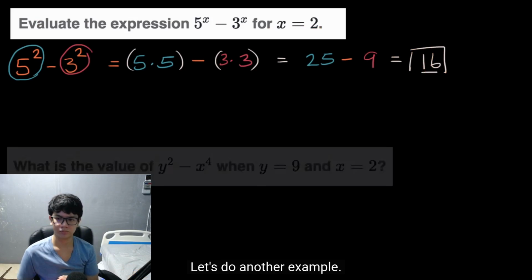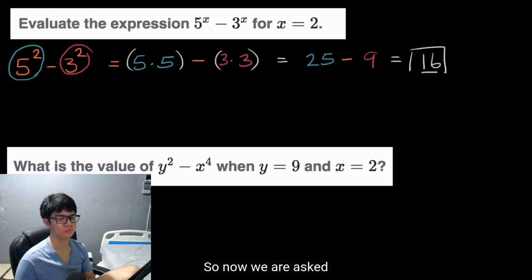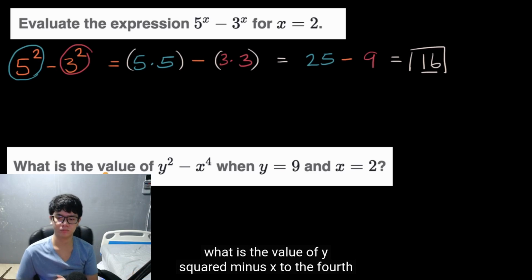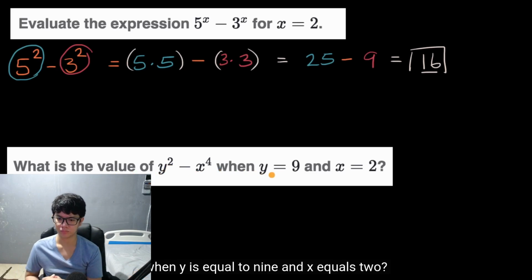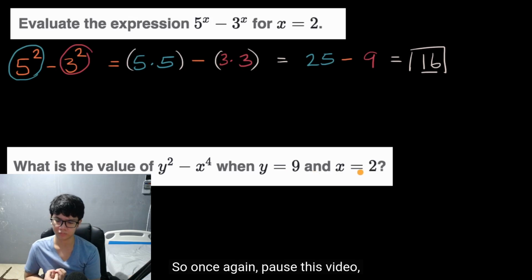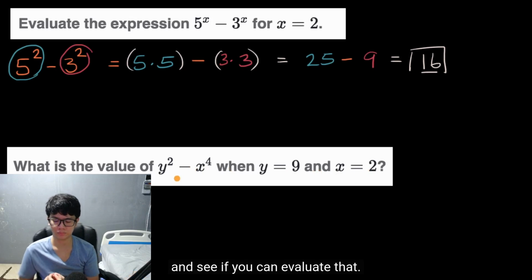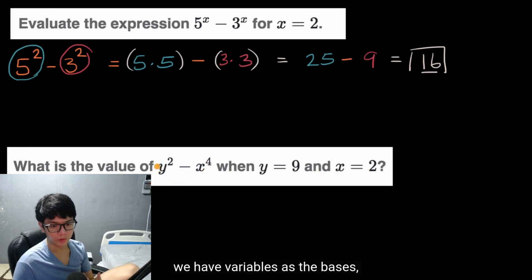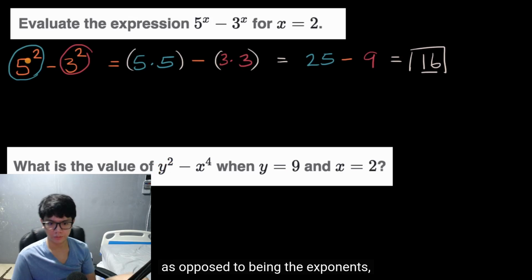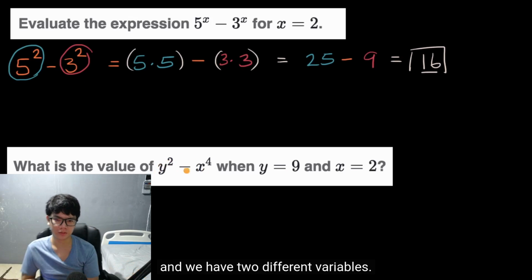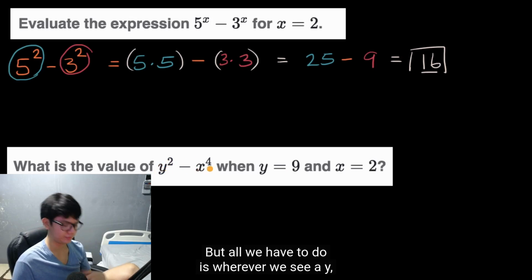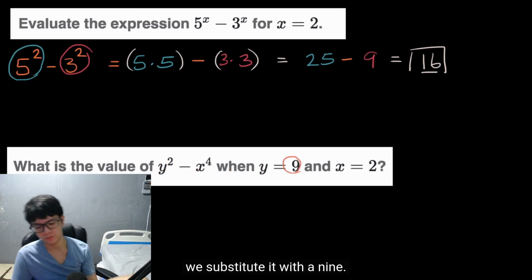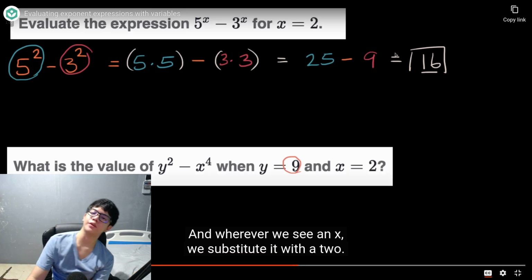Let's do another example. So now we are asked, what is the value of y squared minus x to the 4th when y is equal to 9 and x equals 2? Once again, pause this video and see if you can evaluate that. All right, so here we have variables as the bases as opposed to being the exponents, and we have 2 different variables. But all we have to do is wherever we see a y, we substitute it with a 9, and wherever we see an x, we substitute it with a 2.